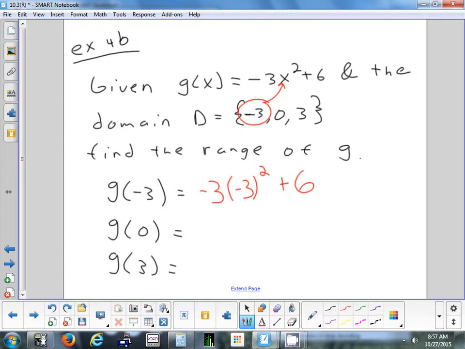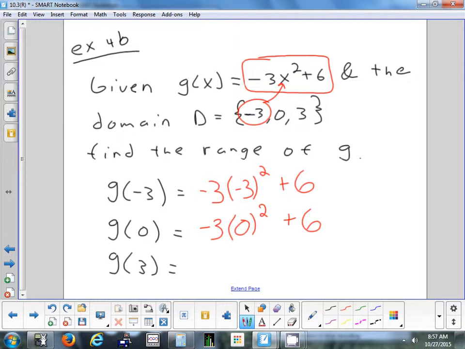All right, how about, Justin, can you help me set up the equation for G of 0? Okay. So, you do 3. What am I going to start with? Good. Then what's next? And then excellent.